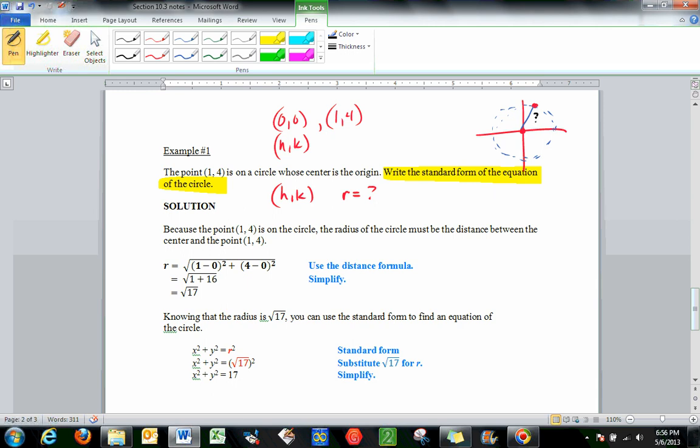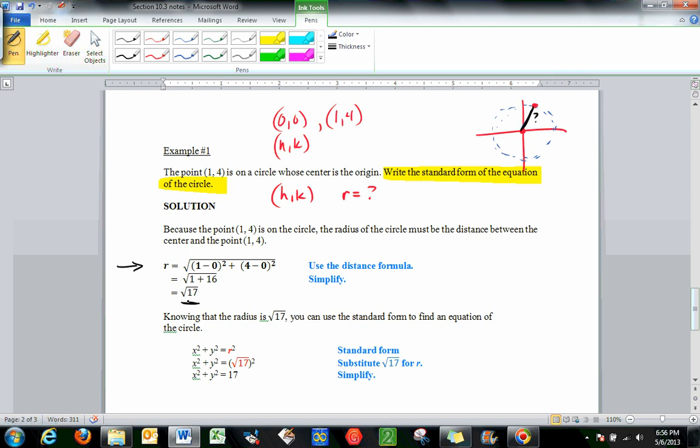If you recall from a previous lesson, given 2 points, we can actually come up with the distance of that radius using the distance formula. So that's what we need to do in this particular situation. The radius can be determined using the distance formula and the 2 points. So we're going to subtract the x's and square them. We're going to subtract the y's and we're also going to square them. And that gives us this value of square root of 17.